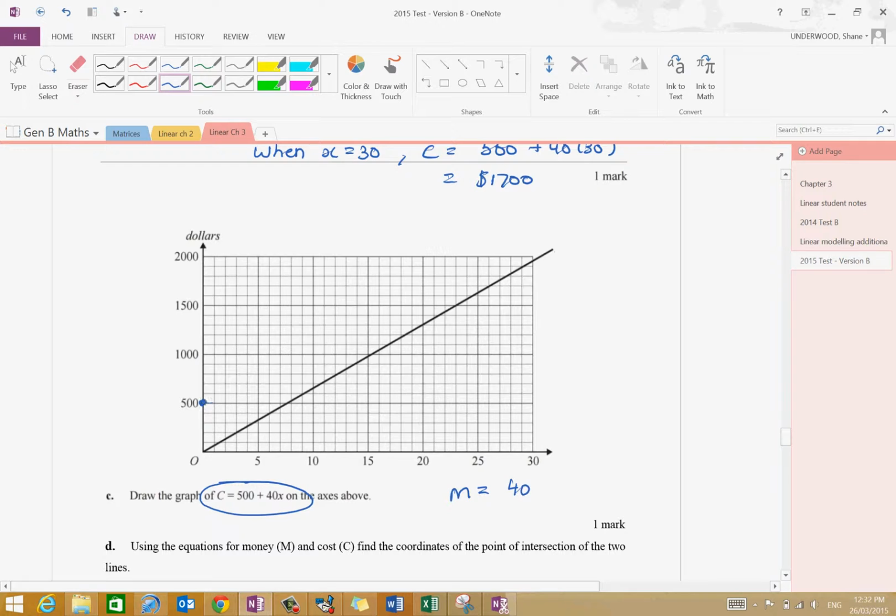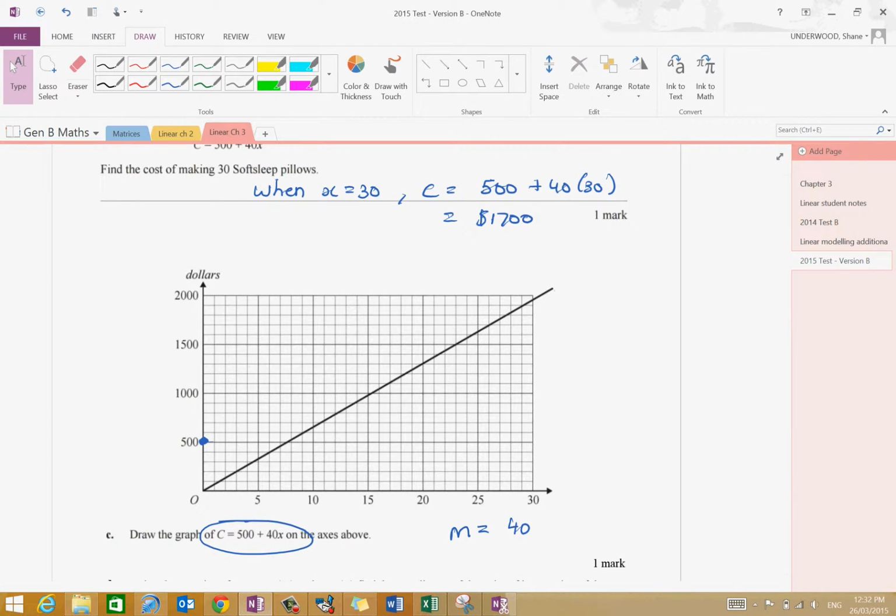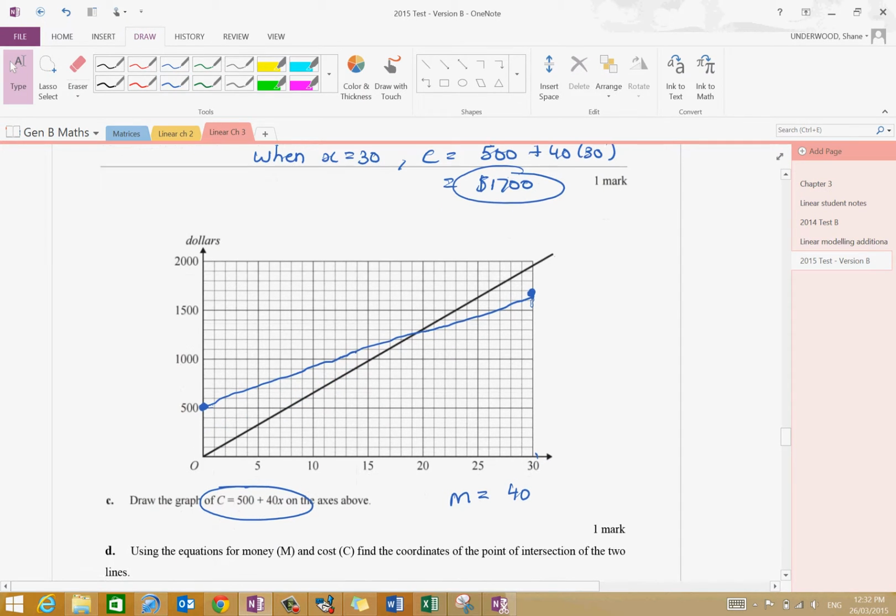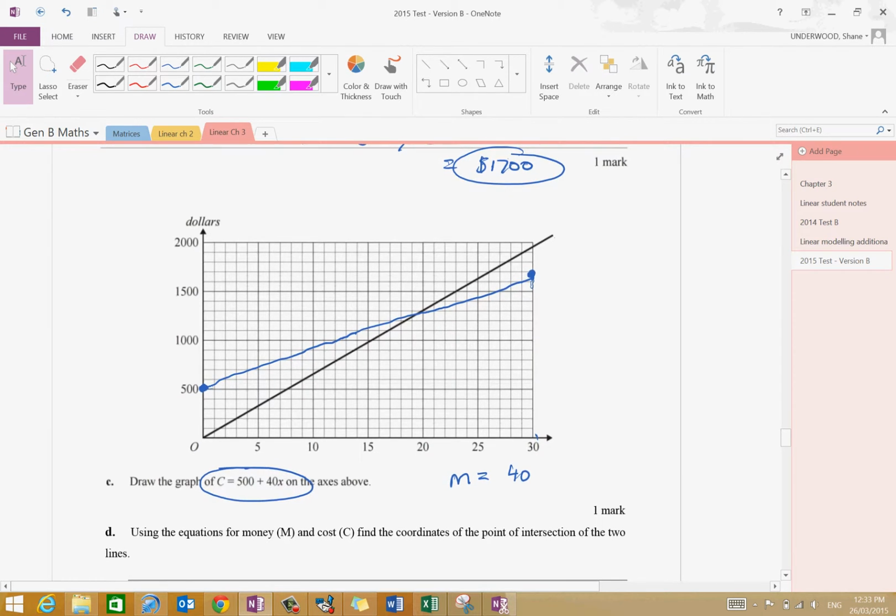So all you had to do is, we've got a line which starts at 0, 500, and it has a gradient of 40. Now if you think about it, we've been told from the previous question that at 30, the cost is 1,700. So we have to draw a line between these two points, and that's all you have to do. That's it. And the amount of people that left that blank just bedazzled me. Not sure why. You could have done it in your calculator.